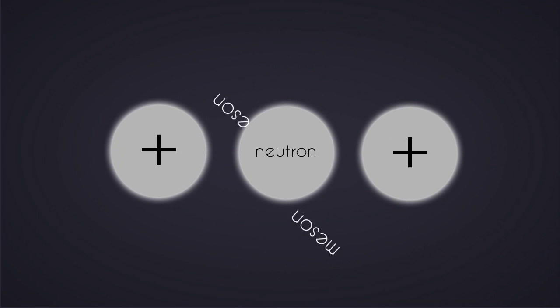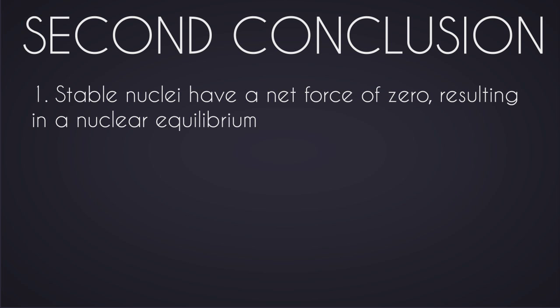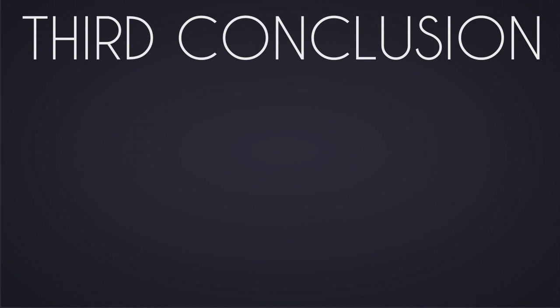As mesons are exchanged between the close-knit nucleons, the strong force overcomes the present repulsion and the nucleus is held tightly together. From here, we now need to state our second conclusion. Stable nuclei, as in a simple statics problem, have a net external force of zero, resulting in a nuclear equilibrium. Before moving even deeper into the nucleus, we need to make a third conclusion.